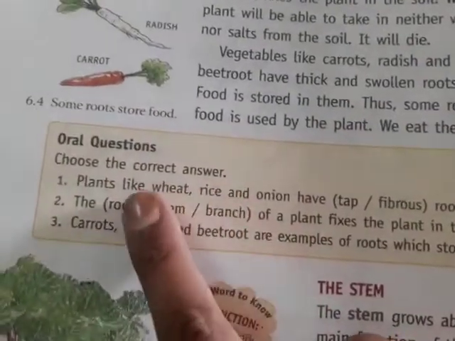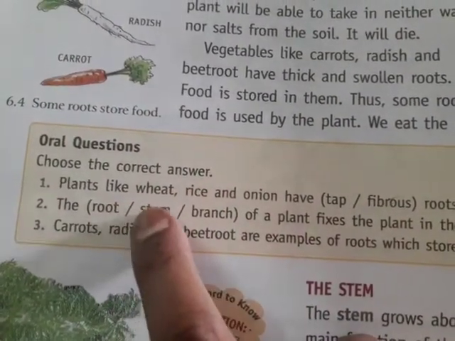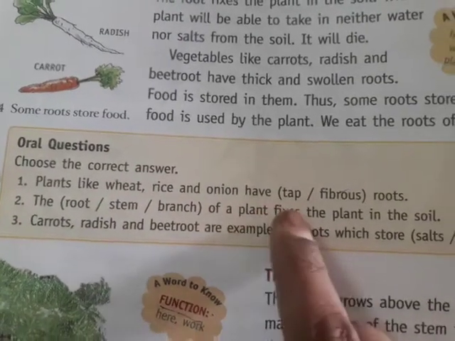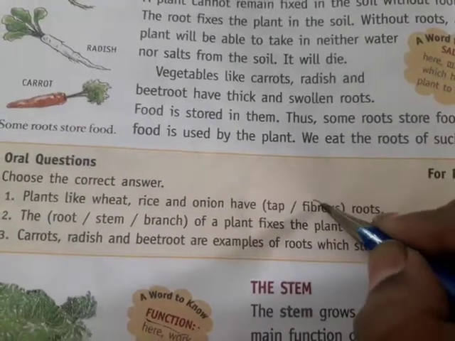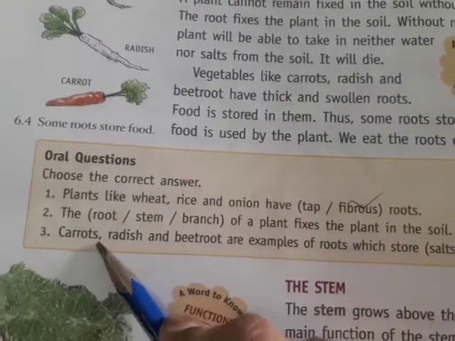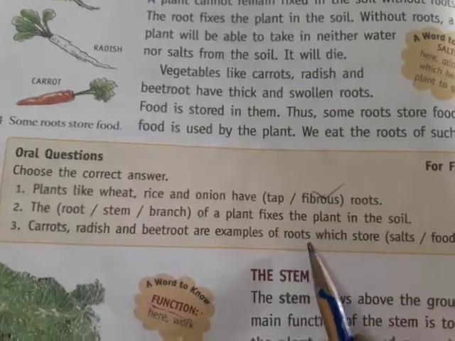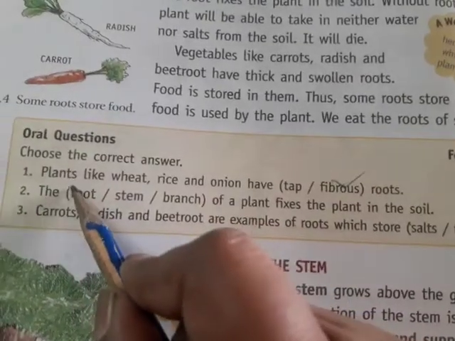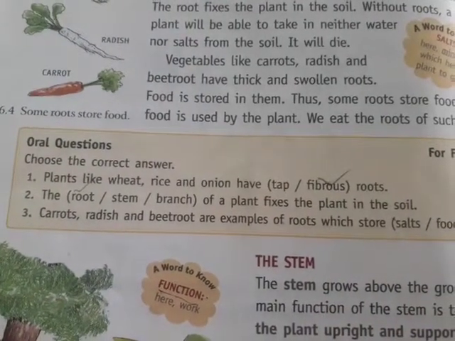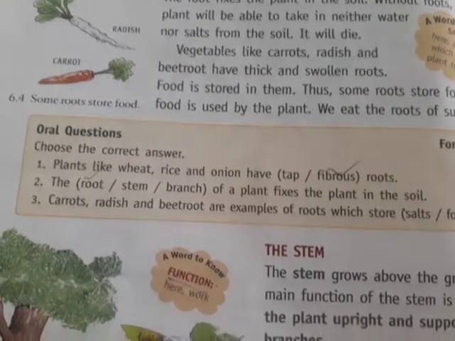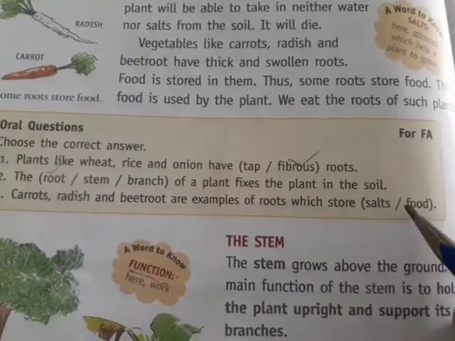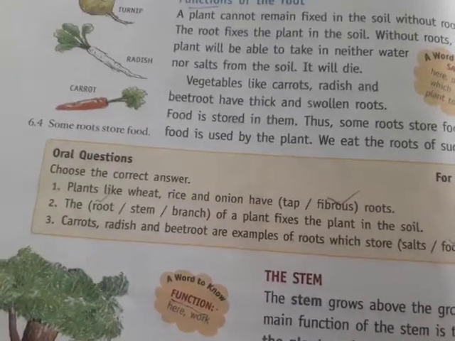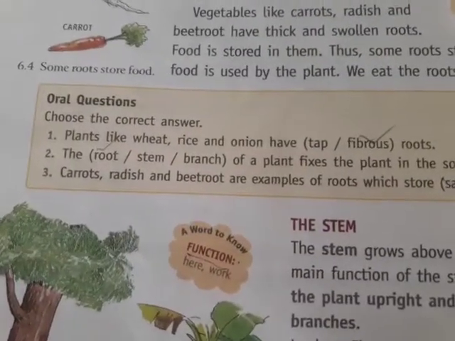Next, page number 48, oral questions. Choose the correct answer. Plants like wheat, rice and onion have tap roots or fibrous roots? They have fibrous roots. Next, the root, stem, or branch of a plant fixes the plant in the soil? The root of a plant fixes the plant in the soil. Next, carrots, radish and beetroot are examples of roots which store food. You can practice and revise these oral questions, read them once.